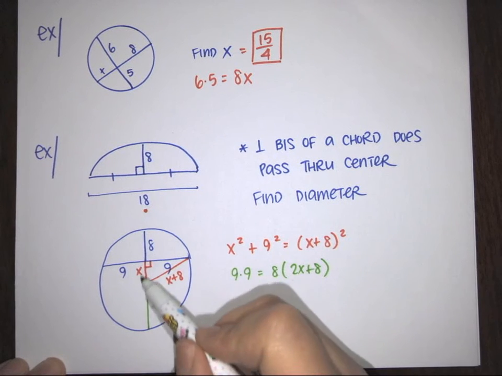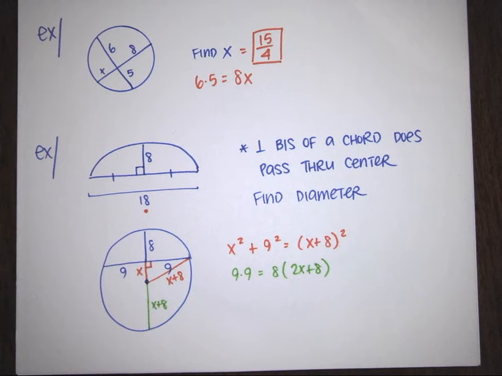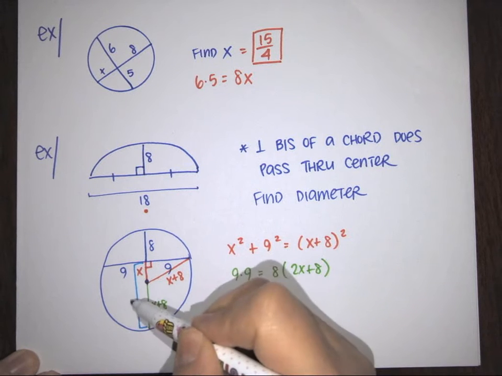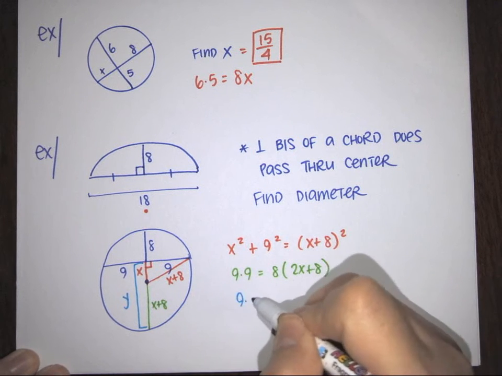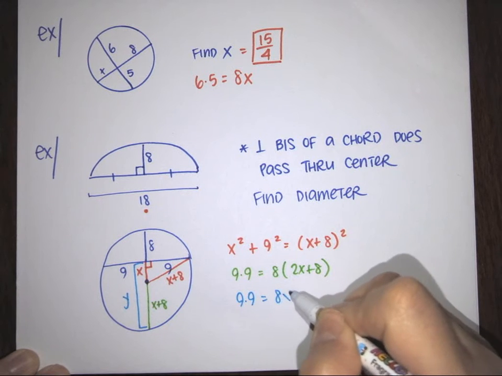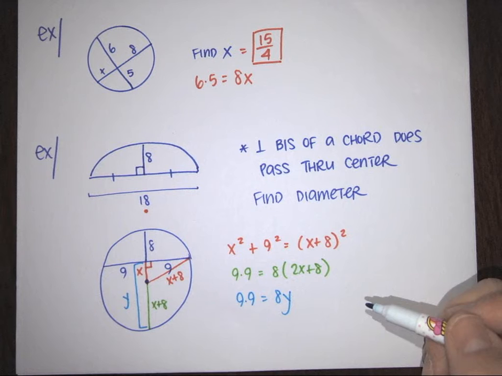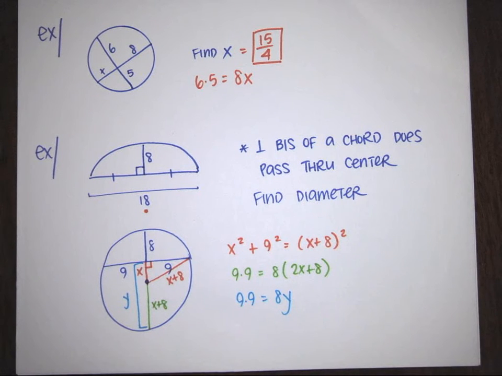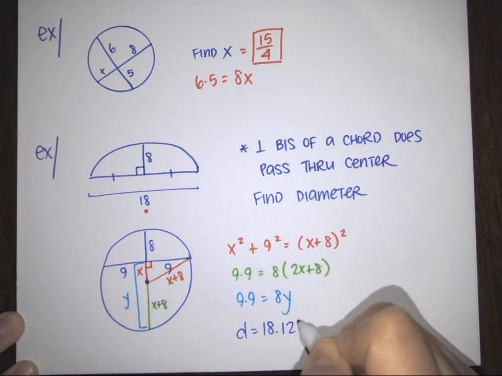Or if you want to label all of part 2 its own variable, you could do that too. That could be, let's say y. Then you would do 9 times 9 equals 8 times y. Find out what the whole diameter is, and then add it to 8, and then you'll get the diameter. Either way, there are multiple ways you can do this. The answer ends up being 18.125.